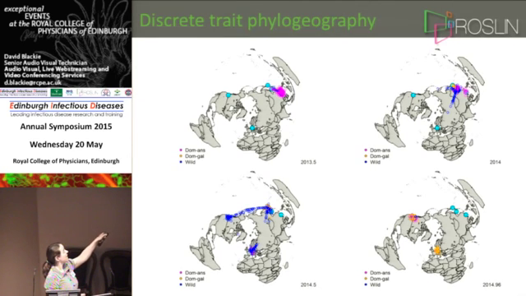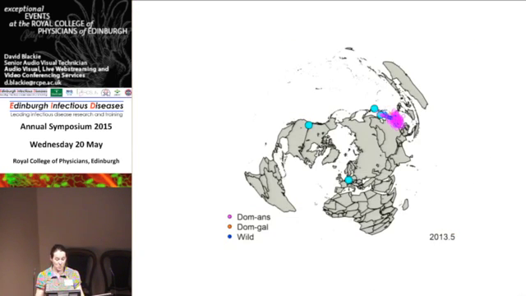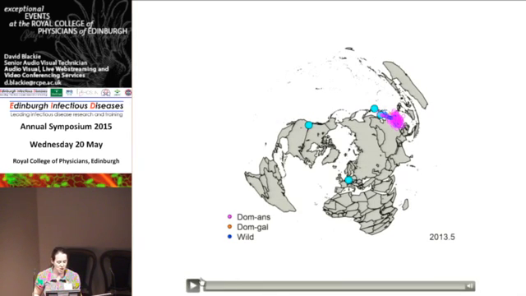So we see here halfway through 2013 that there are some domestic anseriforms. In 2014, you can see some wild bird transmission through to the present day. In fact, hopefully I can show you better than this. One moment. This is a movie of the process.